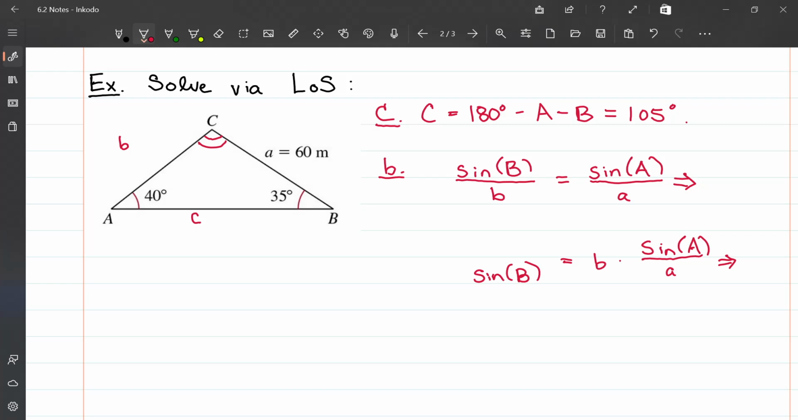The next step I would do is multiply both sides by little a, because if I do that, then I'm going to reduce this down to little a times sine of big B is going to be equal to little b times, no fraction anymore, just sine of big A. Then I'll divide both sides by sine of big A. That will leave little b all by itself, and I'll wind up with something that looks like little a sine of big B divided by sine of big A.